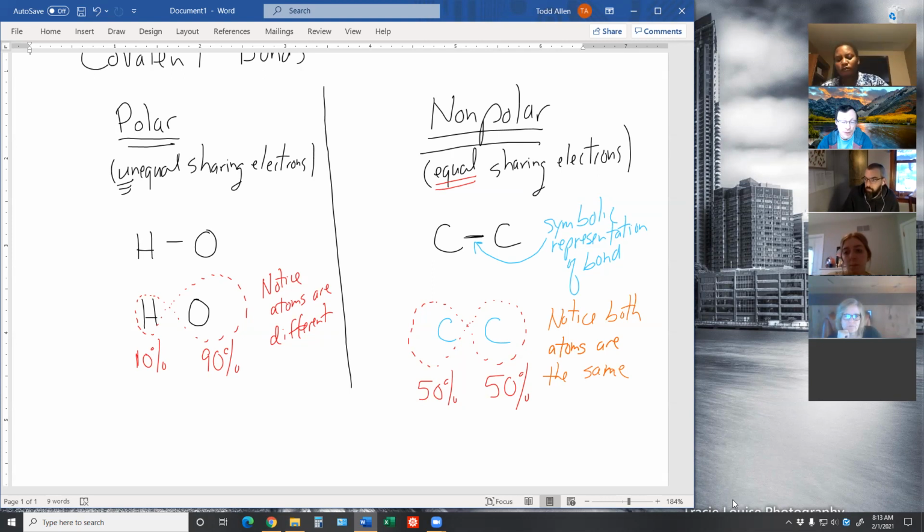Now we can do something even more that would allow you to reason your way to predict whether a bond would in fact be polar or nonpolar, and has to do with reasoning with something that you're already aware of, that we've already talked about in chapter 2 of our book.